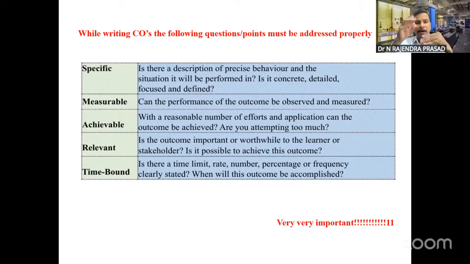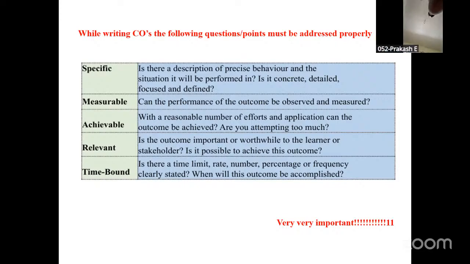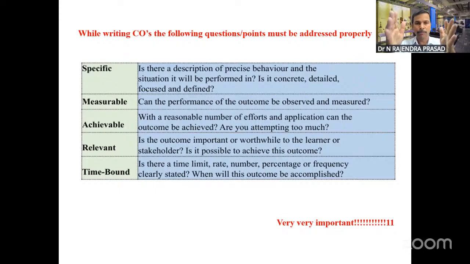The ability or the attempt or the performance level put in by the student to achieve this CO should be neither too difficult nor too simple. It should be achievable. Some amount of effort should be put in by the student to achieve that CO. Means reasonably he has to write the answer. How? By utilizing his competency. Not by rote learning the answer, not by remembering the answer, or not by copying the answer from the neighbor. That is not achievable. He learned the subject. He is utilizing his knowledge. He is applying his knowledge. He is applying his capabilities to write the answer. Means it is achievable. Then the relevancy is very important.